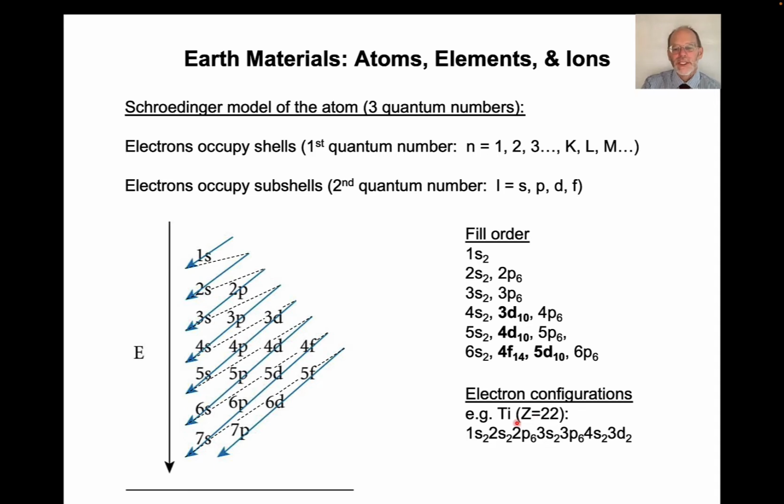If we look at a specific element, here's titanium, atomic number 22, so 22 electrons. Those would be filled in this order: 1s2, 2s2, 2p6, 3s2, 3p6, 4s2, and then we backtrack to 3d2. That's this backtrack right here from 3p, 4s to 3d.